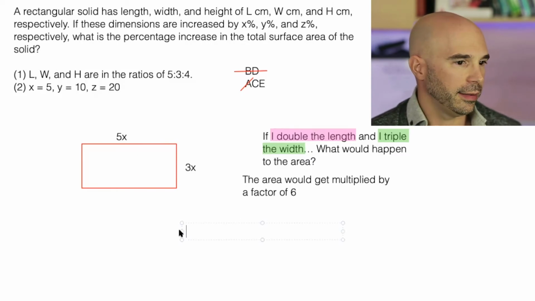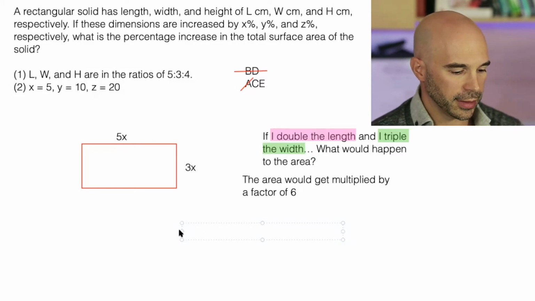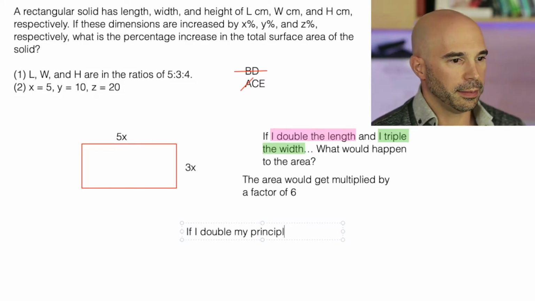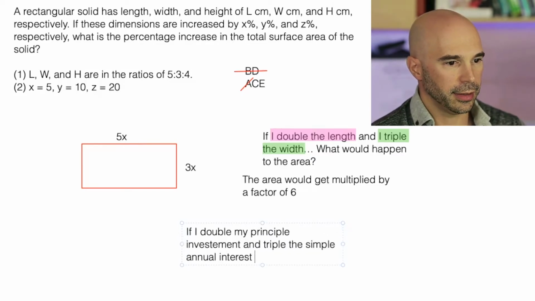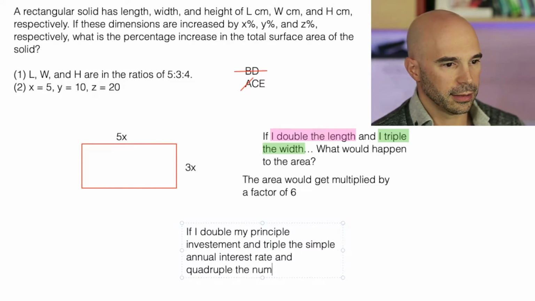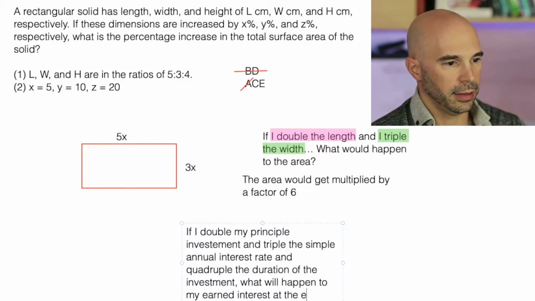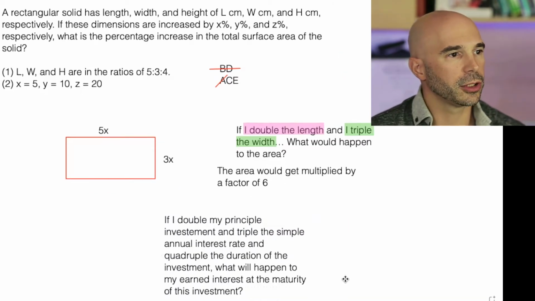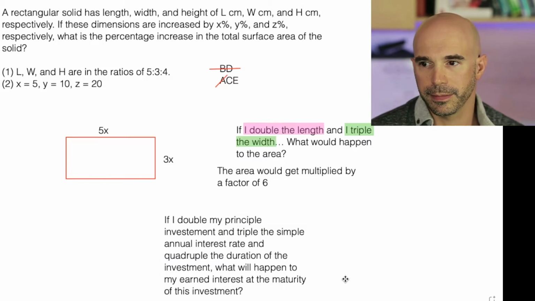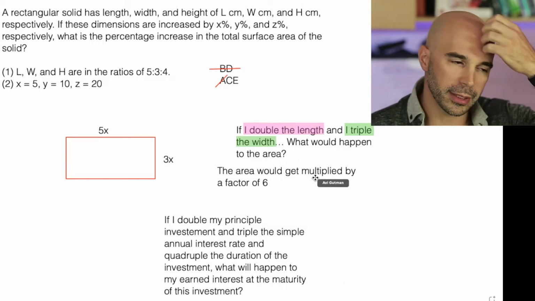Okay, and by the way, what about a completely different question, say finance? If I double my principal investment and triple the simple annual interest rate and quadruple the number of years, let's just call it the duration of the investment, what will happen to my earned interest at the maturity of this investment? Right, so we're going from a geometry question to a finance question, but the underlying concept, the principle is the same.